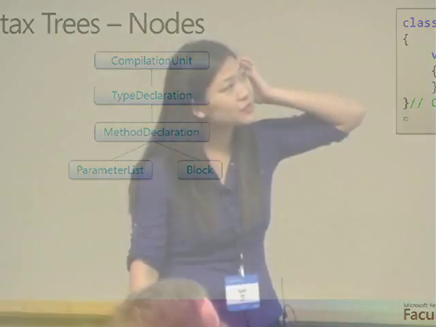So I'll show you how we represent these nodes. You can see that piece of source code. It just has a class. It has a main method. The syntax trees contain strongly typed nodes that you can walk down. So this piece of code is represented by a compilation unit. You then walk down, and the class is represented by a type declaration. Then you have your member declaration, your parameter list.